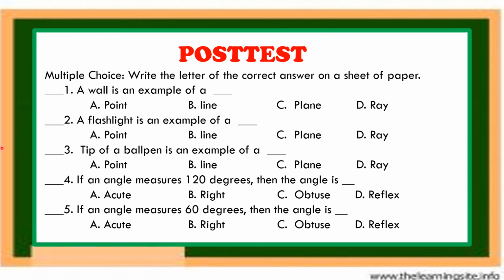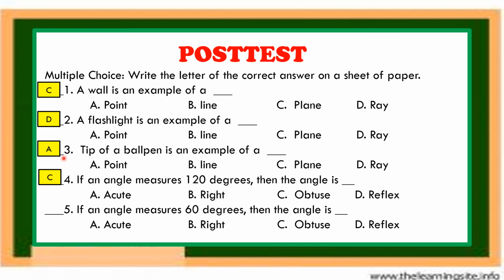We are now ready to answer the test. For number 1, what is the answer? The answer is letter C, that is a plane. Number 2, a plus line. A plus line is letter D, a ray. Number 3, tip of a ball pen. Tip of a ball pen is a point.